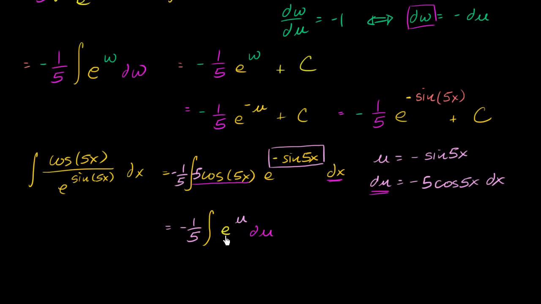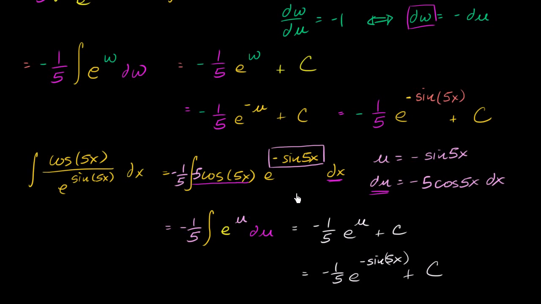You take the antiderivative of this, and I'll do it in one color now, just because I think you get the idea. This is equal to negative 1/5 e to the u plus c. U is equal to negative sine of 5x, so this is equal to negative 1/5 e to the negative sine of 5x plus c, and you're done.